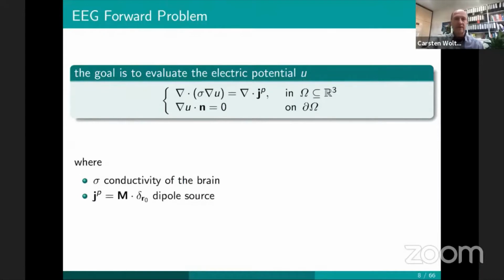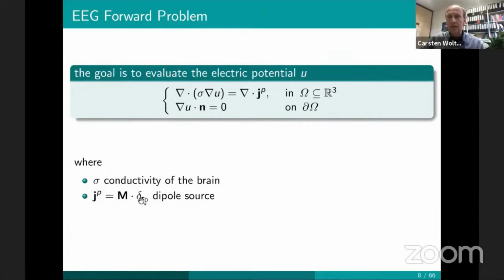Most often the sources in our area are modeled as extremely focal things, mathematical point dipoles. So JP is modeled as a mathematical point dipole with a moment m. The m is a vector, it has a certain position r0, and it has infinite amplitude at that position and is 0 everywhere else. This is what the Dirac delta distribution is saying here.